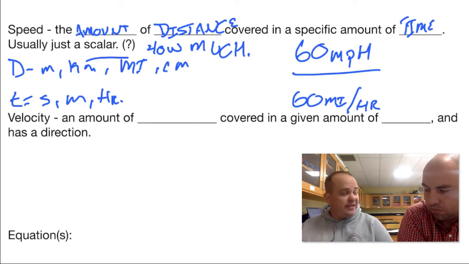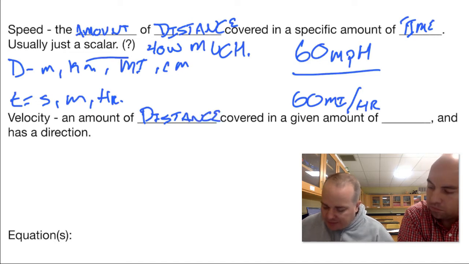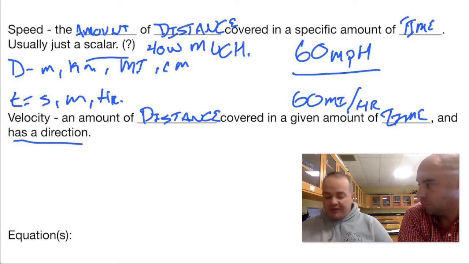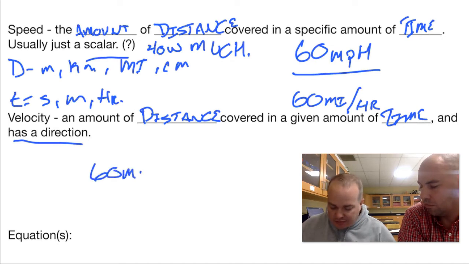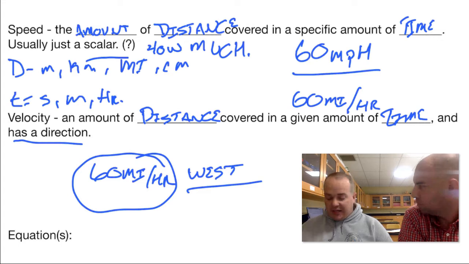Velocity is almost identical. There's just one thing that is different. So again, this is the amount of distance covered in a given amount of time. But here's the huge difference here. This one has a direction. So like you were saying earlier, if we're going down the highway, we're going 60 miles per hour, but we're going to go west. Okay, so usually it's the exact same thing. This is our scalar, but then the west part tells us the direction that we are going.